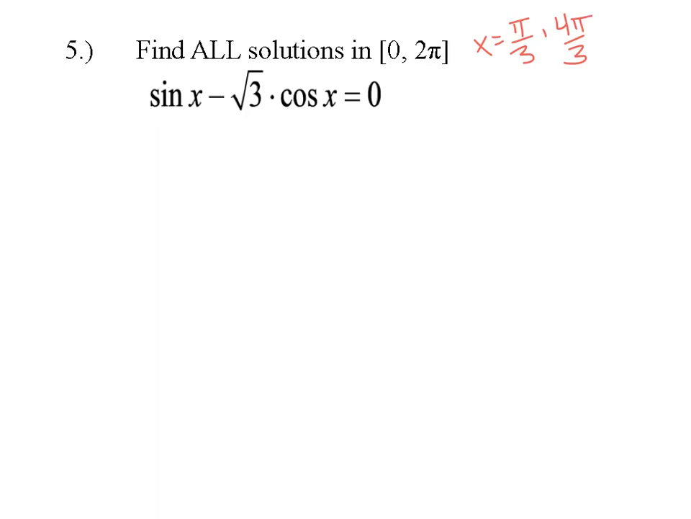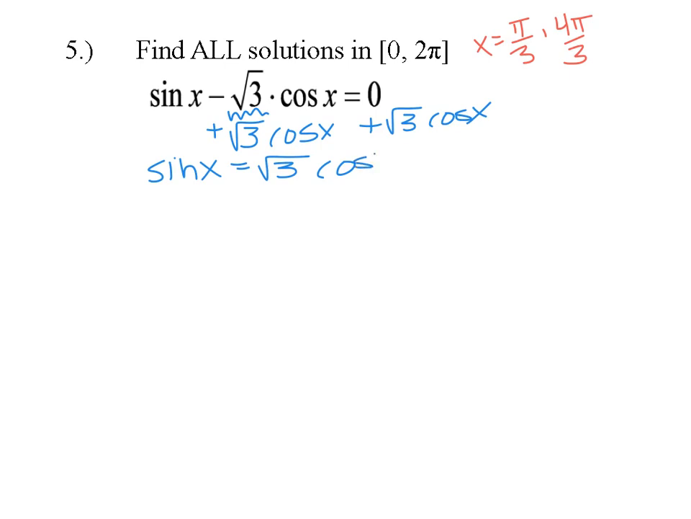All right, so your two solutions for number 5 should be pi over 3 and 4 pi over 3. This is another one of those where we're going to want to turn this into tangent. Now, this one tends to throw people off because of this root 3 here, but don't let it. You're just going to, at first, leave that attached to the cosine. So what we're going to do is add root 3 cosine of x to both sides. So we have sine of x equals root 3 cosine x.